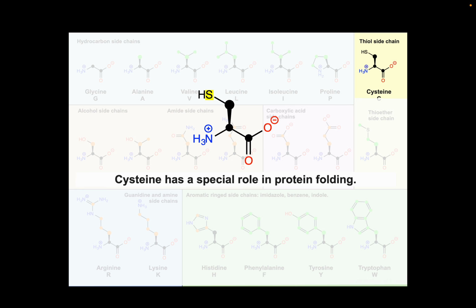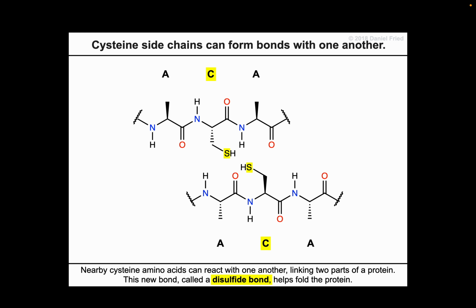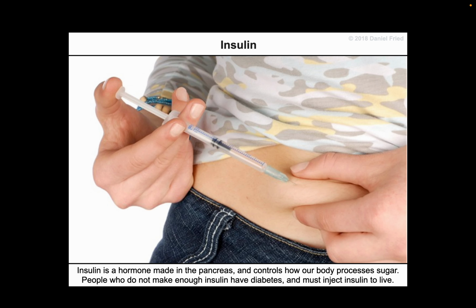Cysteine has a special role in protein folding. It's known as a disulfide bond. I think I talked about this before. Linking two parts of a protein, the disulfide bond helps fold the protein. Insulin is a hormone that controls how our body processes sugar. People who do not make enough insulin have diabetes and must inject insulin to live.